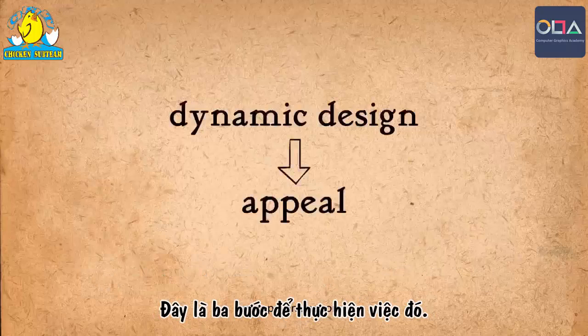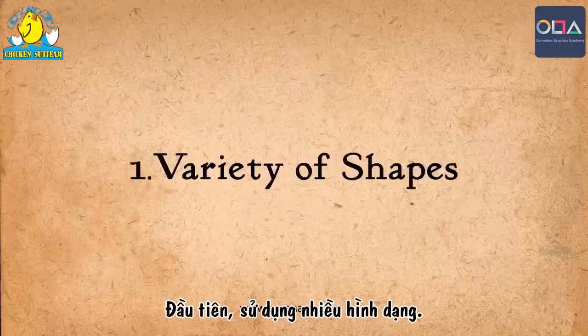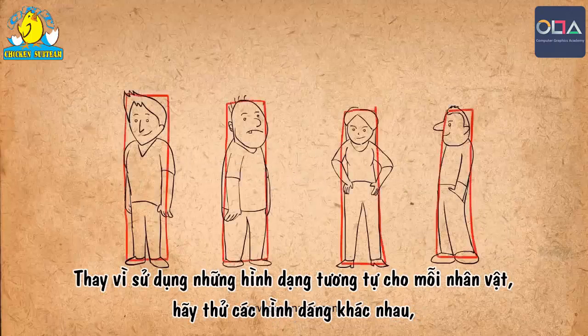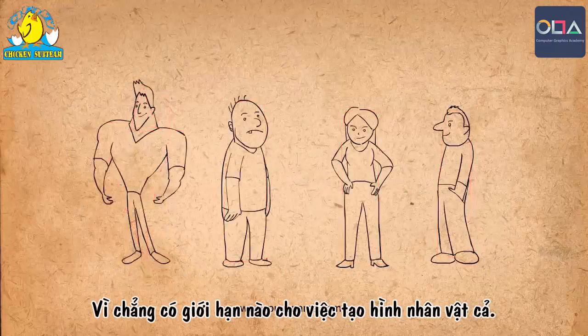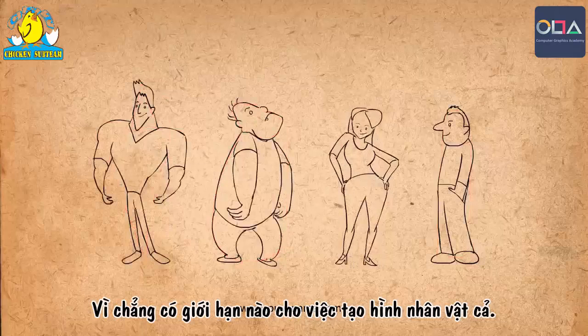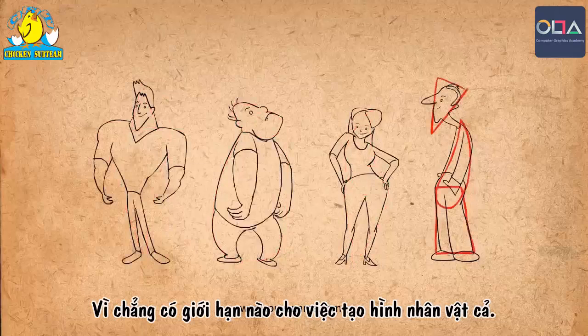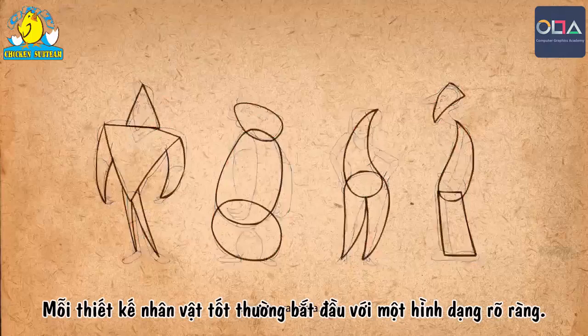Here are 3 steps to doing that. First, use a variety of shapes. Instead of using the same shape for every character, try out different shapes, because there's no limit to the spectrum of crazy configurations that characters can have. Every good character design starts with a clear shape.